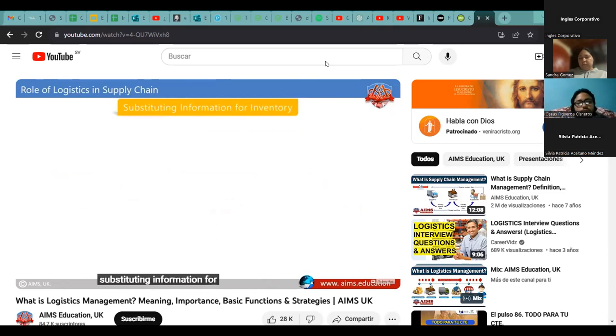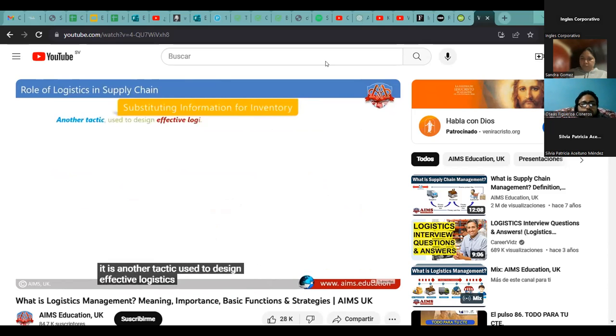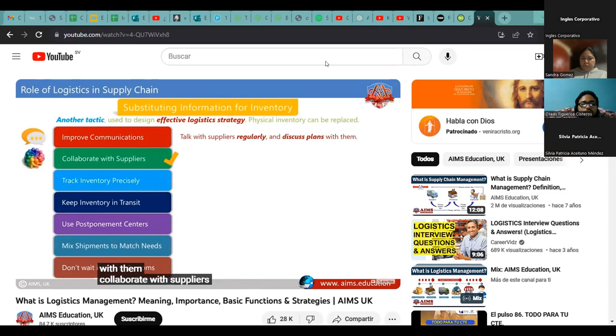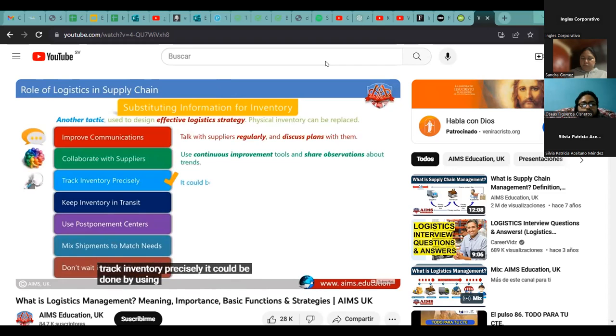Substituting information for inventory is another tactic used to design effective logistics strategy. Physical inventory can be replaced by better information in the following ways. Improve communications. Talk with suppliers regularly and discuss plans with them. Collaborate with suppliers. Use continuous improvement tools and share observations about trends. Track inventory precisely. It could be done by using GPS and barcode systems.